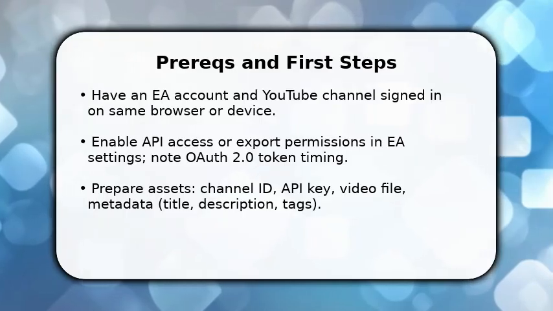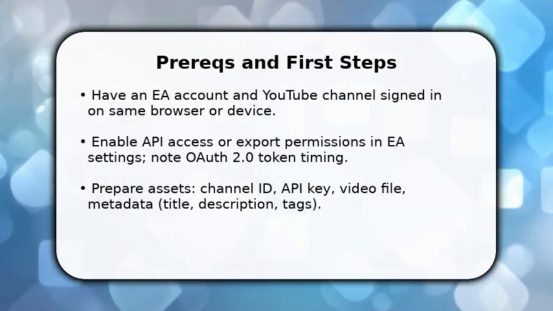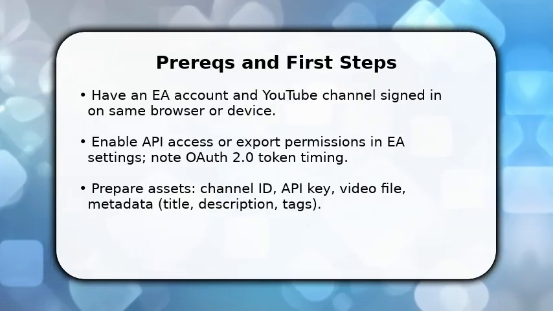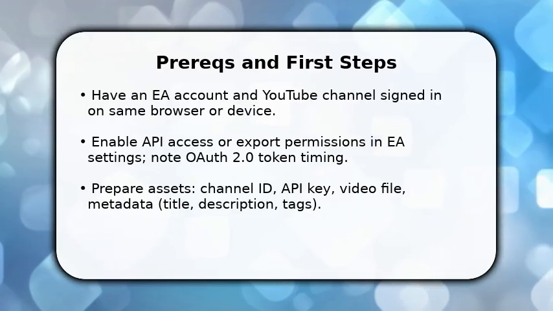You start by confirming the essentials. You have an EA account and a YouTube channel signed in on the same device. Once done, open EA settings and enable API access or export permissions so YouTube can receive content.